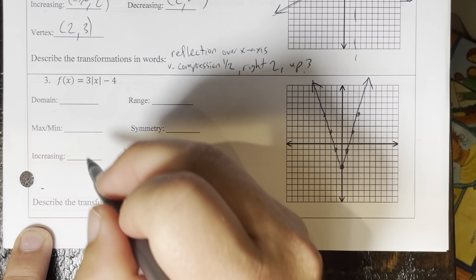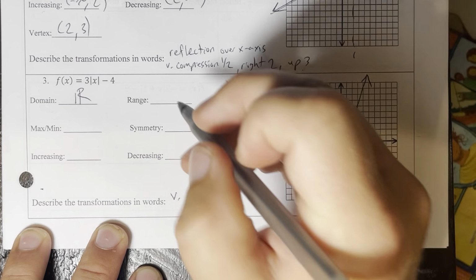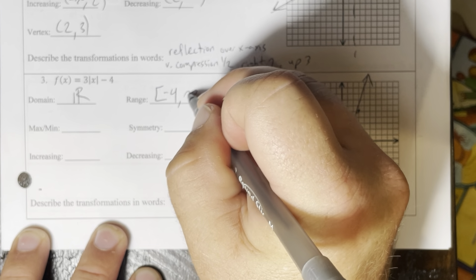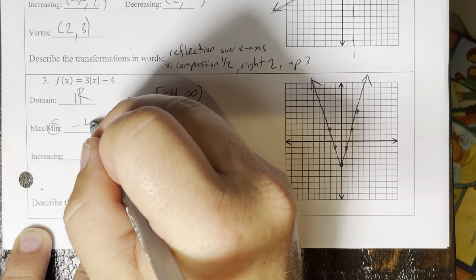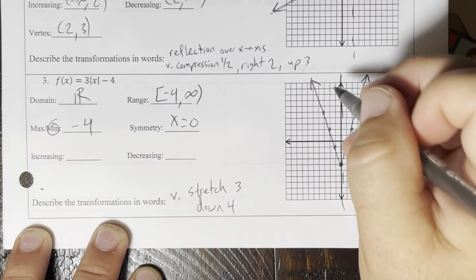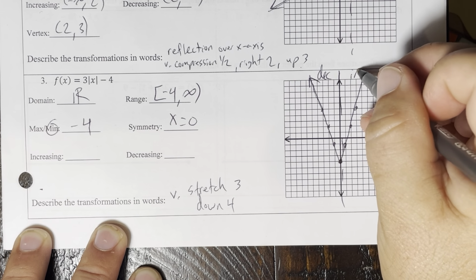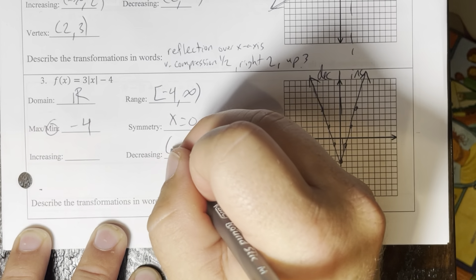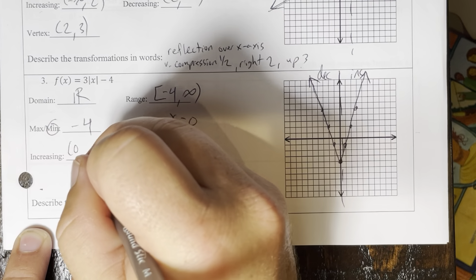Again, my domain is all real numbers. My range has a low point of -4 and goes all the way up to infinity. This is a lowest point, so a minimum of -4. This one cuts the V where x equals 0. And again, we're falling over here, so decreasing, and increasing over here. So we'll be decreasing from negative infinity to that cut point of 0, and then pick back up 0 to infinity.